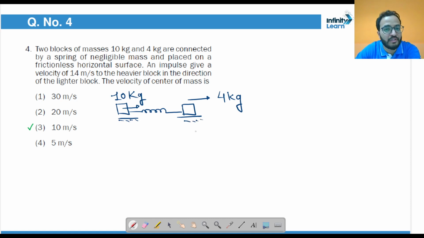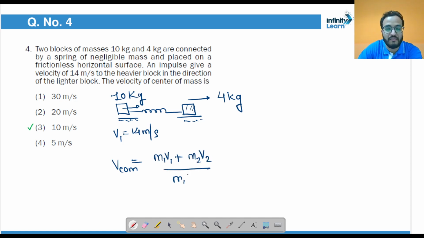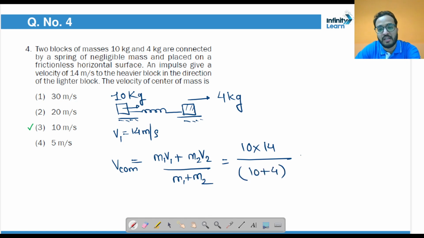Okay, anyways, so the question is, a 10 kg and a 4 kg block are connected through a spring of negligible mass and placed on a frictionless horizontal surface. An impulse gives a velocity of 14 meter per second to the heavier one. So like this is 14 meter per second. The velocity of the center of mass is? Immediately as you give an impulse here, the lighter one will not gain any velocity, right? So we can say velocity of center of mass is m1 v1 plus m2 v2 upon m1 plus m2, right? So it is 10 into 14 upon 10 plus 4. I guess the answer is 10 meter per second. Third option is correct.